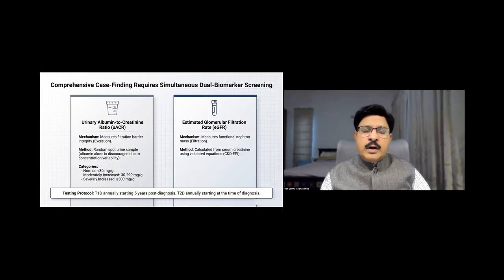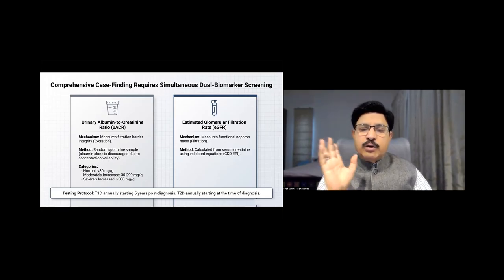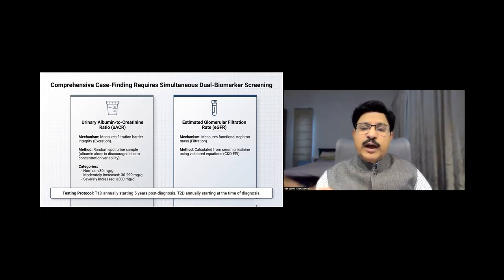Testing protocol: type 1 diabetes, every year annually starting from the 5th year after diagnosis. Type 2 annually starting from the time of diagnosis. When do I do? Every diabetic who is diagnosed, mostly type 2 only. Type 2 annually we must measure eGFR based on the CKD-EPI calculation and the microalbuminuria. This is imperative for you to prognosticate the patient.